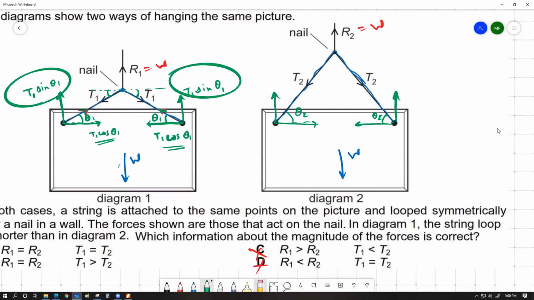Okay, I might as well write the equations right over here. For the first equation, I can write 2 T1 sin θ1 equals W, and over here I can write 2 T2 sin θ2 equals W. Both of them equal W because they both equal the vertical forces. So these two expressions should be equal. So I can also write that T1 sin θ1 equals T2 sin θ2.